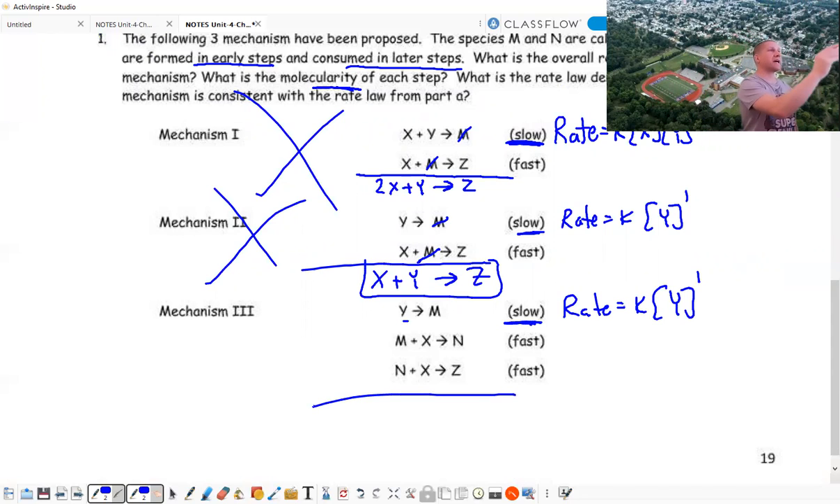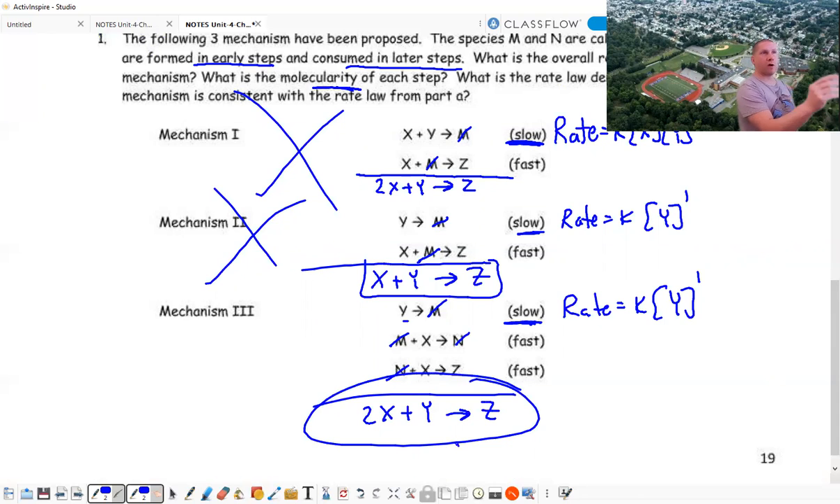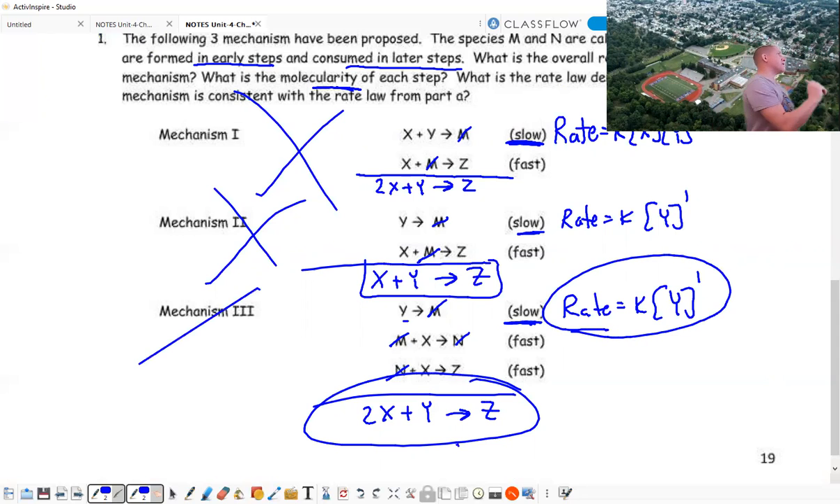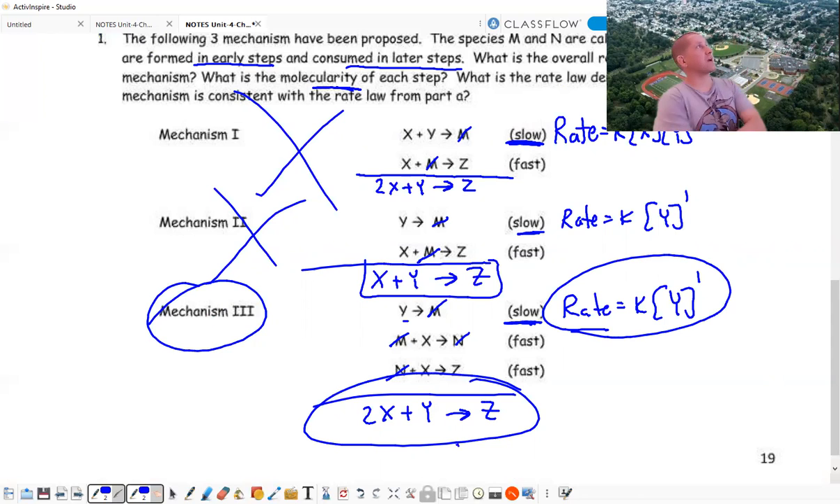What about the overall reaction? So we have an M being produced in the first step, used up. We have an N being produced and used up. If I do the sum total, you can see I do get 2x plus y yields z. So this one has the correct overall reaction and it has the correct rate law. So mechanism 3 would be the right answer to this. Mechanism 3 is going to give us the correct overall reaction and the correct rate law.